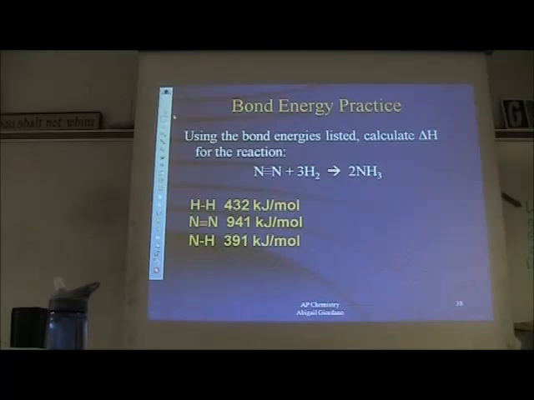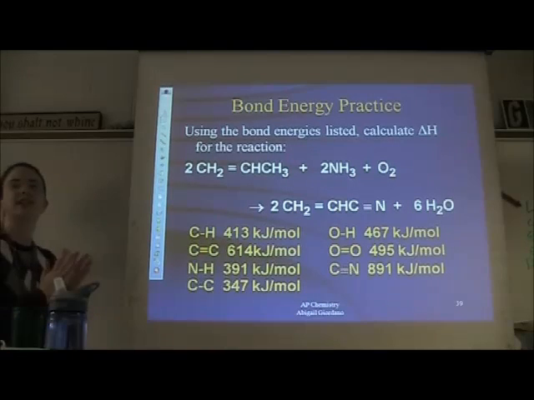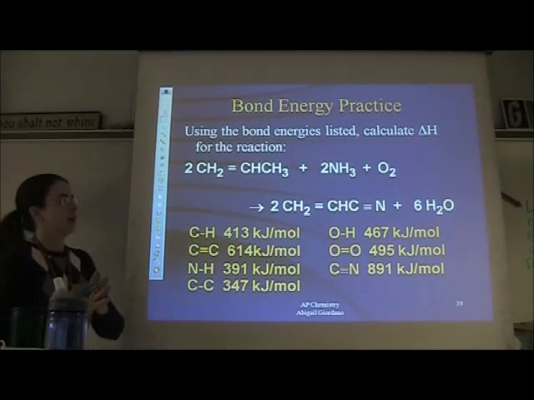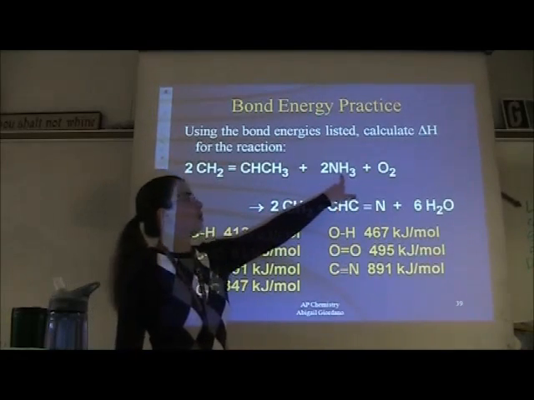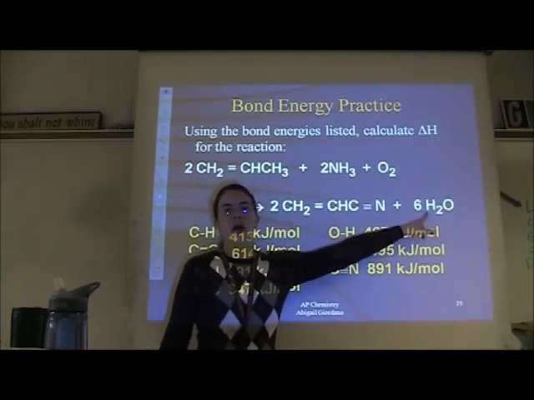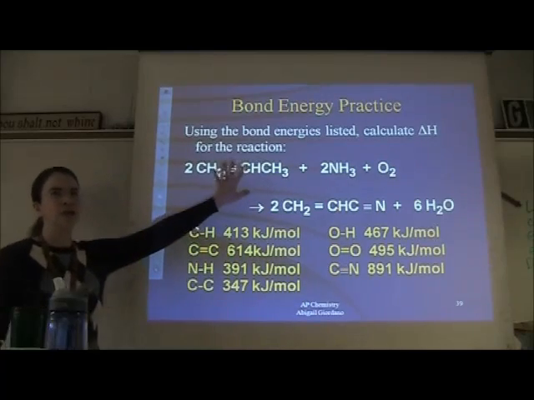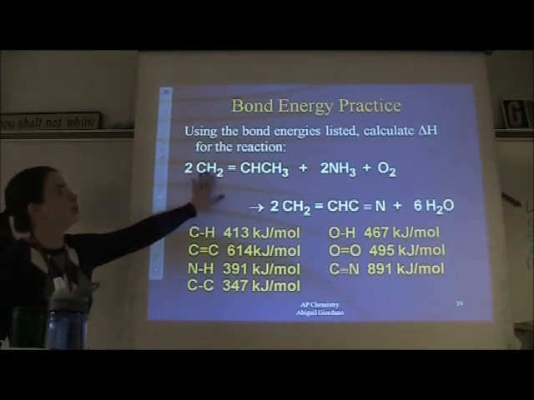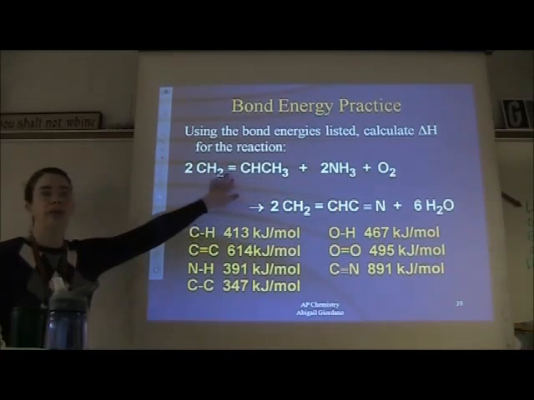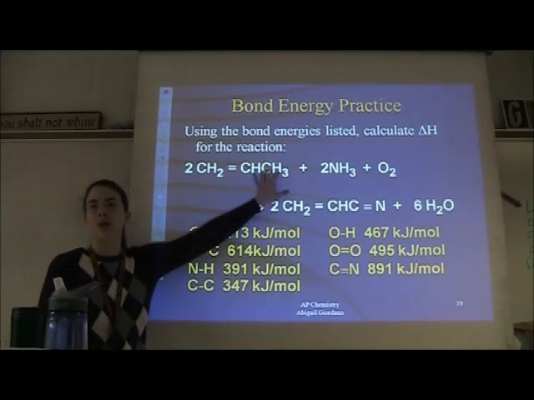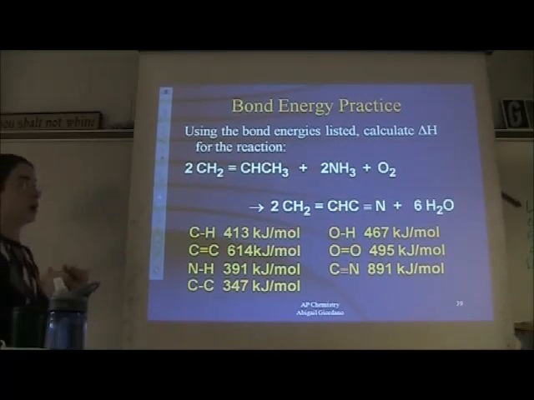I want you to try one that's more complex. And I'm going to give you a little assistance to start. I'm sorry I couldn't write it all out in one straight line. This reactant, and this product, I think you'll be okay with. But this and this, it's a little tricky. What I am going to show you, because I really would recommend this for some of these more complex molecules, is how to draw them out. That way you can visually see how many bonds there are and what type.